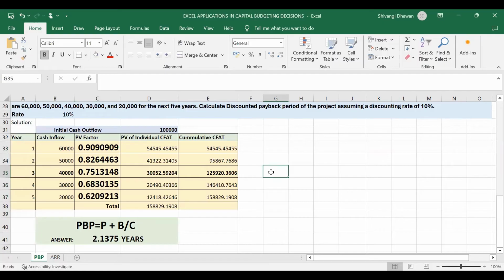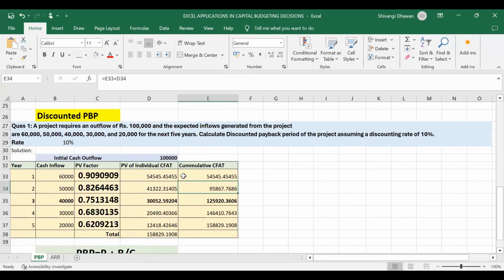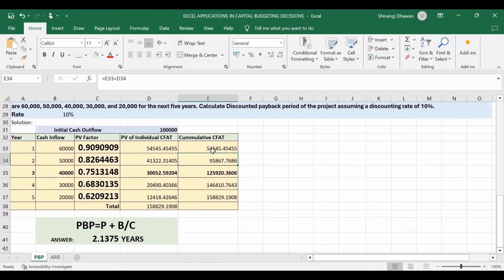Now, just like we did in the traditional payback period method, we will be calculating our cumulative CFATs. That is, first year will be this. Then for second year, it will be second CFAT plus first CFAT. Then again, for this, it will be third CFAT plus second cumulative CFAT. So that's how we have calculated the cumulative CFATs. We saw that we will recover our investment in the third year, and 2 years are full, that is till then we are covering approximately 95,867 rupees, but the other balance amount we are recovering in the third year.